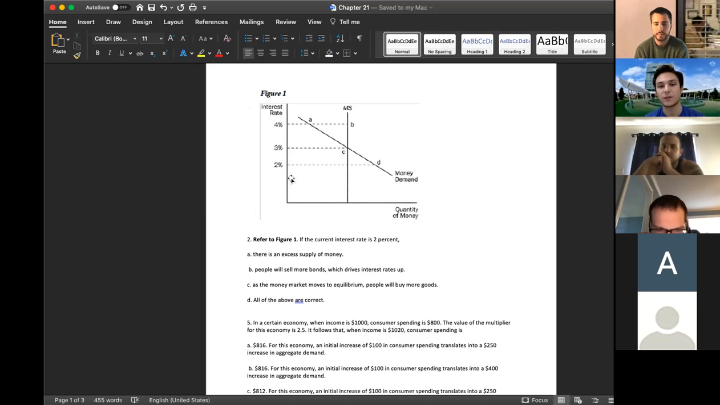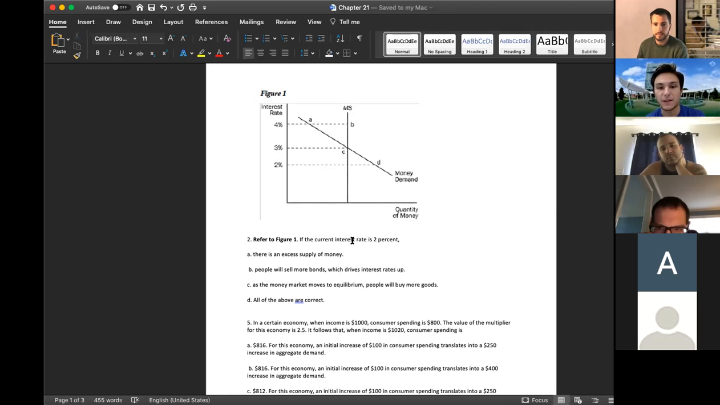As interest rates go down, money demand increases. And then the Federal Reserve is going to have a fixed money supply, so that's why you have that straight line. In this question, number 2, if the current interest rate is at 2%, what is the correct answer? On the y-axis we've got 4%, 3%, and 2%. I won't spend too much time on these intuition questions, because I'll upload the handwritten solutions that give you a little more explanation.